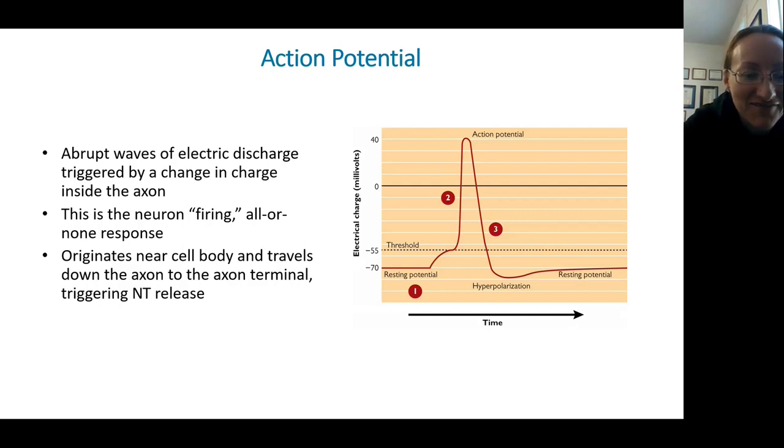Okay, so anyway, it has to get what we call depolarized. And that would happen because of more positive particles flowing in. And once it reaches this threshold, which is negative 55, then off it goes, okay, and it fires. And after it fires, it then becomes what we call hyperpolarized, where it gets even more negative than it was before. And at that point, it can't fire again. It needs to rest a little bit, okay? And then it goes back to the resting potential.